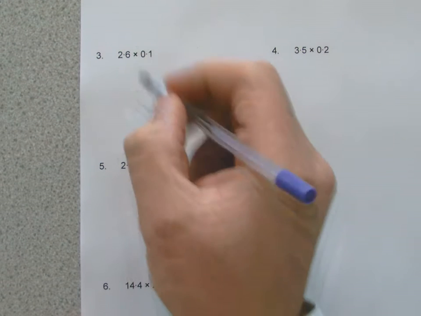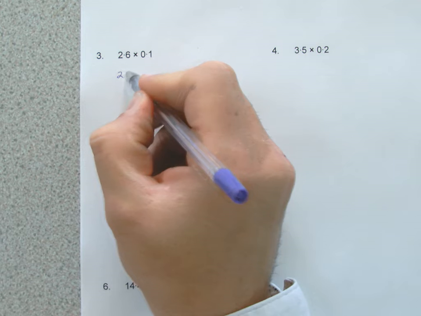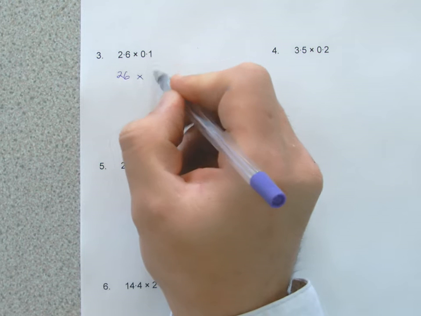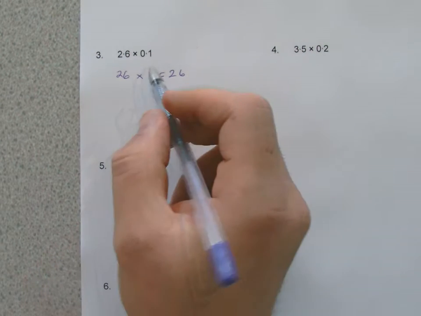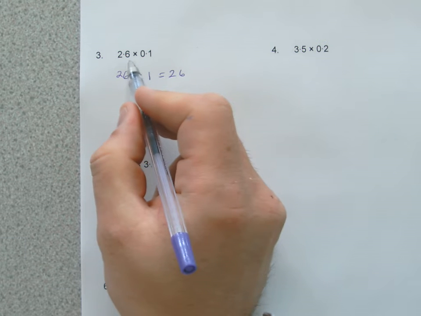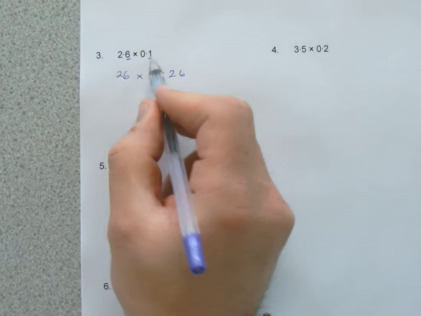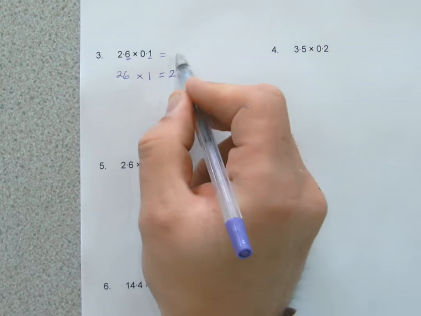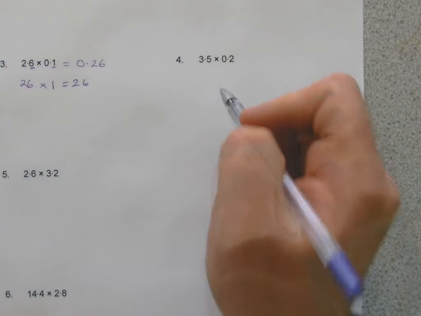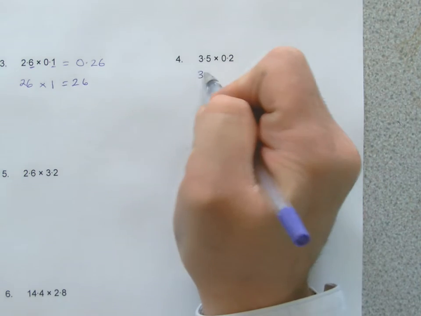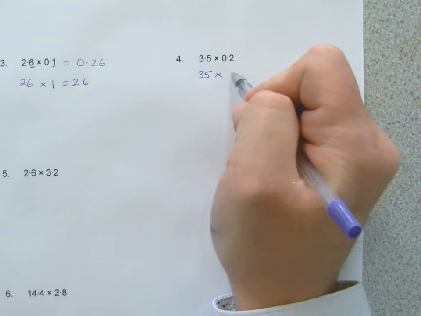Okay, question 3, 2.6 times 0.1. Now again, 2.6, ignore the decimal point, that's 26. 0.1 becomes 1, just ignore the decimal point. 26 then times 1, 26. Okay, easy enough, that one. Now in the question here then, you need to check how many decimals you've got. Well, you've got 1 decimal place there, 2 decimal places there. So again, you need to have exactly 2 in the answer, so 0.26.